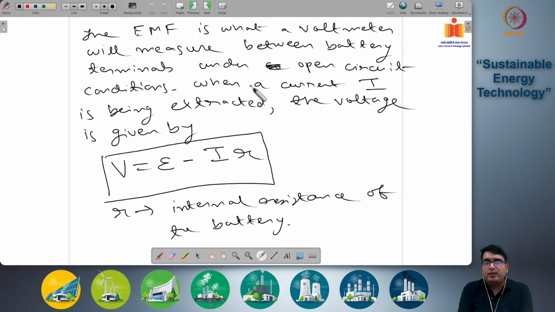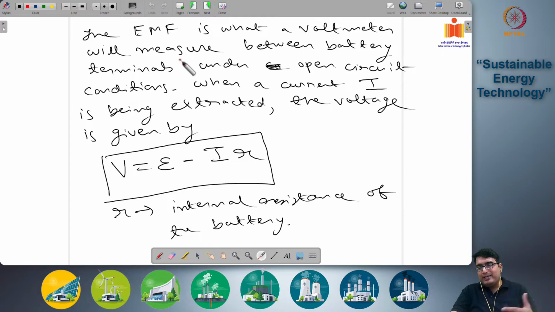So this EMF or the electromotive force is what a voltmeter will measure between the battery terminals under open circuit conditions. Assume you have a battery and there is no external circuit. You put the two leads of the voltmeter on the two edges of the electrode and you will get a potential difference. And this potential difference is the open circuit potential difference when the resistance is infinity, and that is a reasonable measure of the electromotive force.